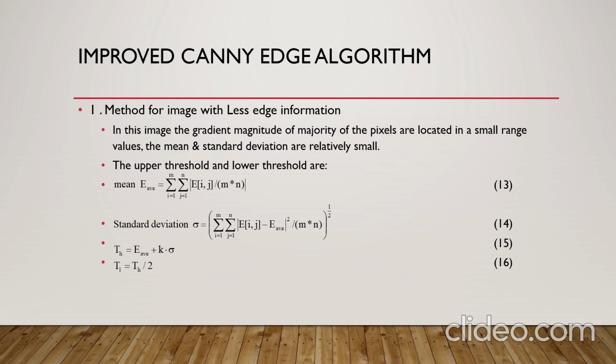With these two thresholds we are able to detect and connect the edges. Here k is a constant which depends on the standard deviation of the image. If the standard deviation is very small, we approximate the k value as 1.6. If the standard deviation is very high, the k value will be taken as 1.2.